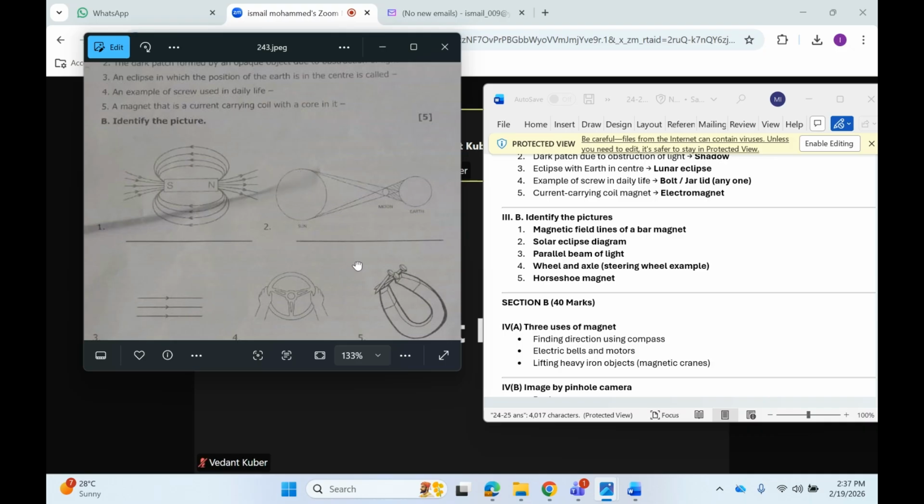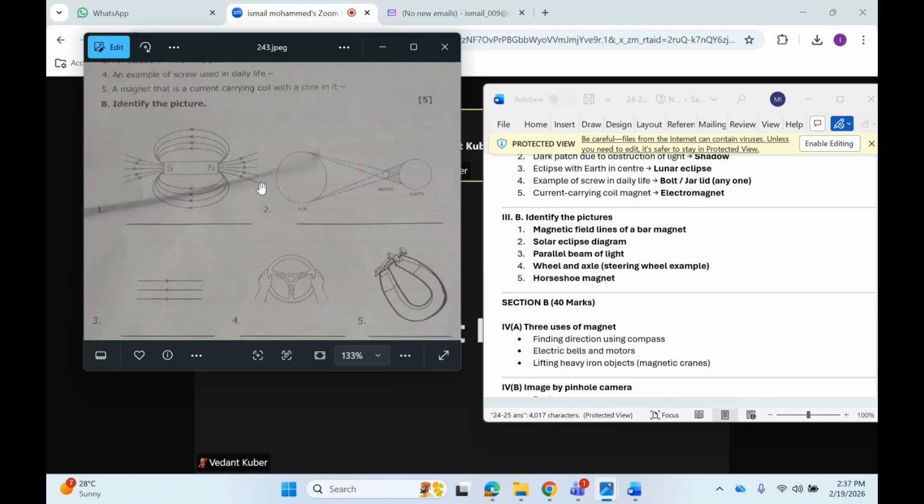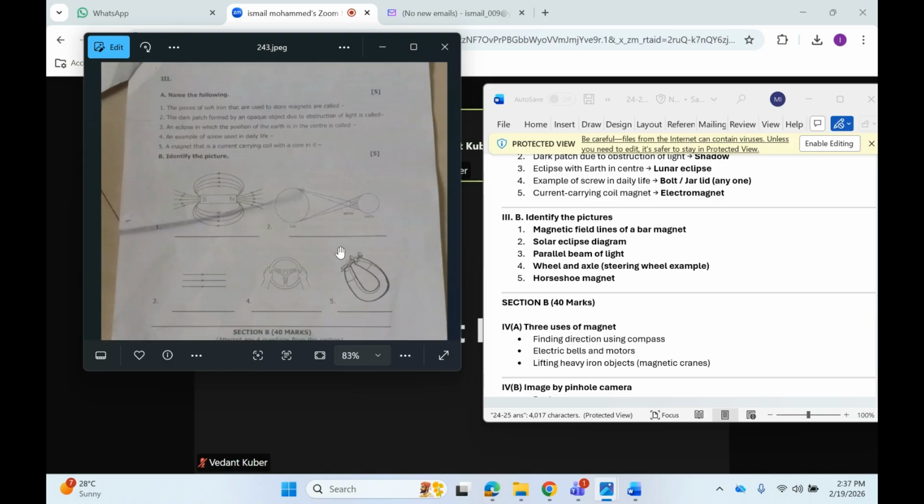Yeah, okay. Next one. What is this one? It is the magnetic field. Influence of the magnetic field. Magnetic field lines of a bar magnet. And what is this one? It is a solar eclipse, because the moon comes between the sun and the earth. This one is a parallel beam of light. This is an example of wheel and axle, and this is a horseshoe magnet.